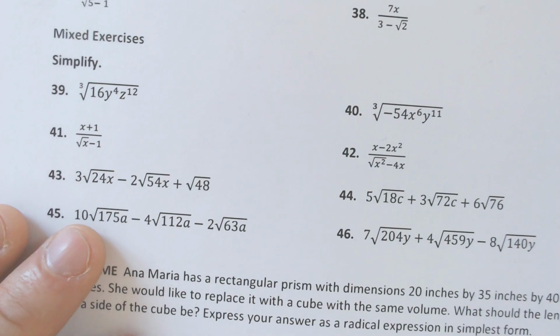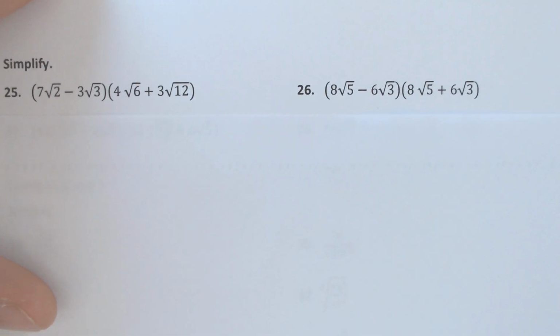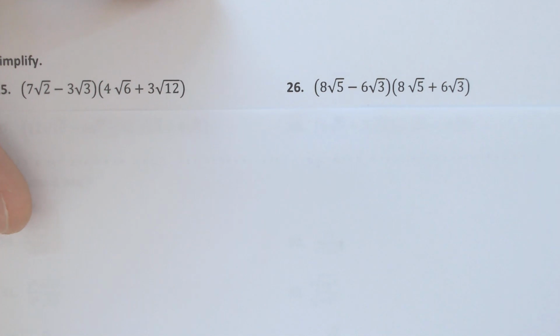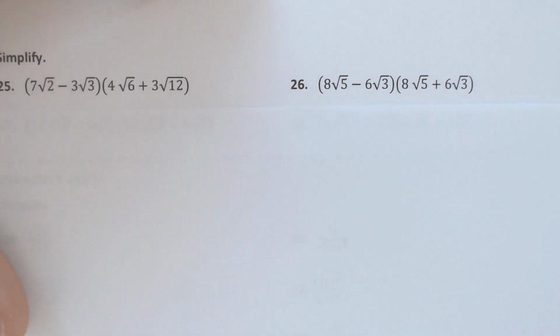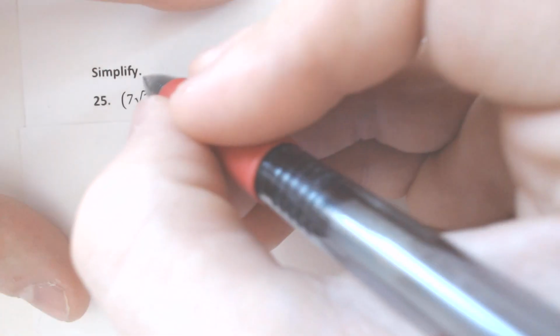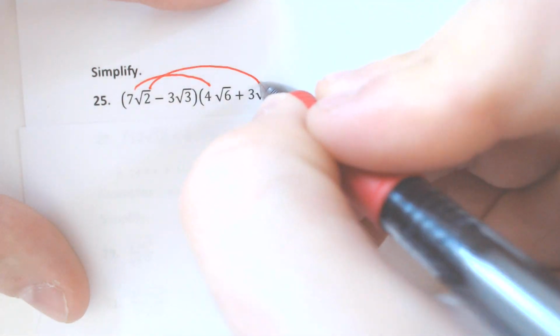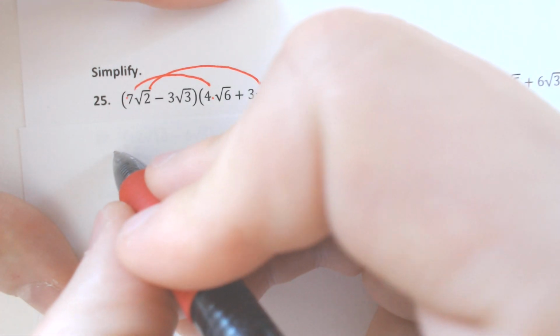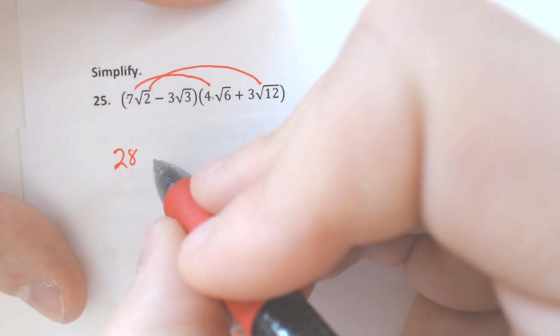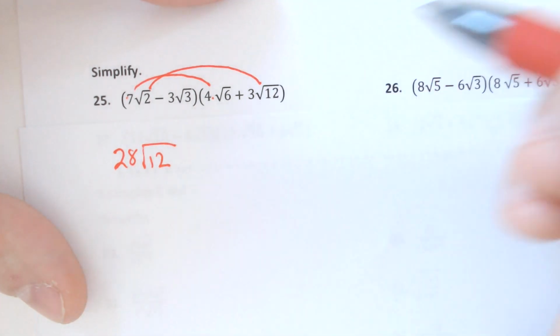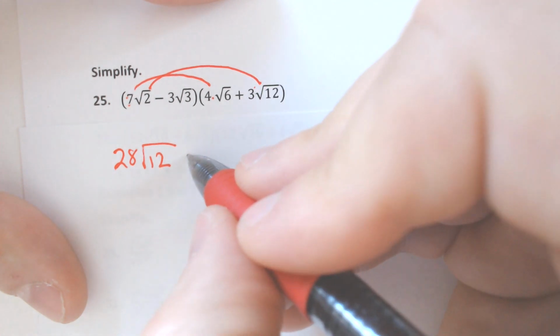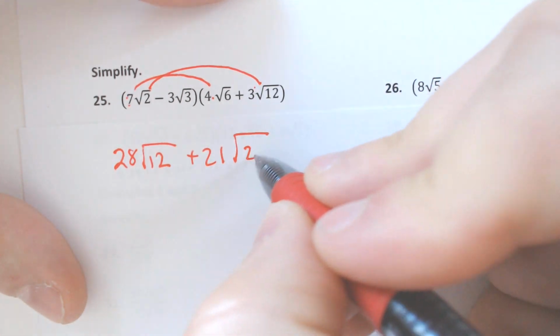All right. Next page. And I am also going to resort to scrap paper. I'm realizing that this would be a lot easier if I would have just used some separate pieces of paper. For these problems right here, you just have to FOIL, which sounds like it's going to be awful, but it's actually not that bad. We do the 7 square root of 2 times both, which is 7 times 4 makes 28, square root of 12. And 7 times 3 makes 21, square root of 24.